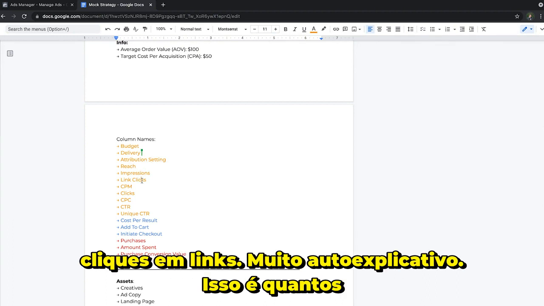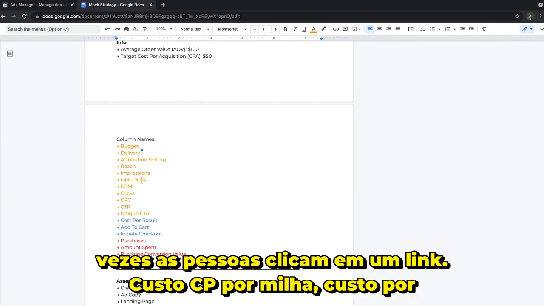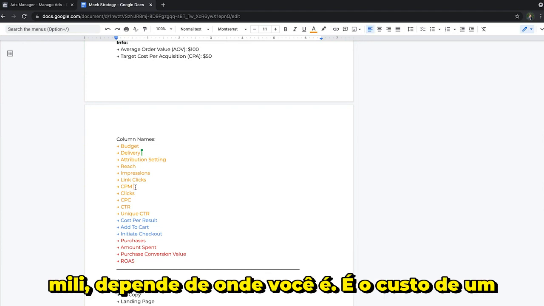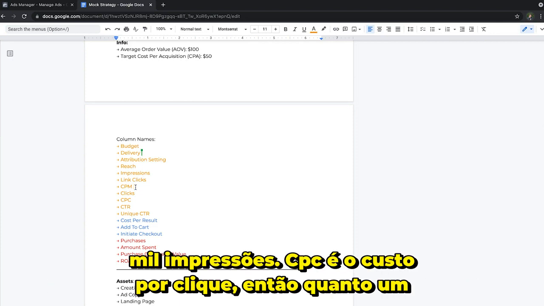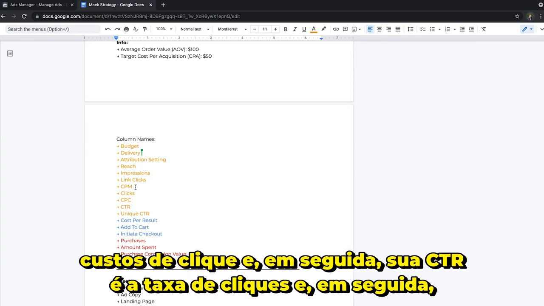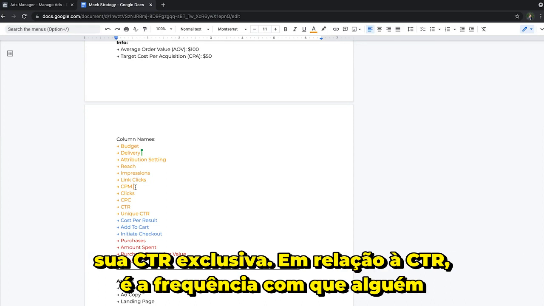Next is link clicks, very self-explanatory. That's how many times people click on a link. CPM, cost per mille, cost per milli, depends where you're from. It's the cost of 1,000 impressions. CPC is cost per click, so how much a click costs. And then your CTR is click-through rate, and then your unique CTR.